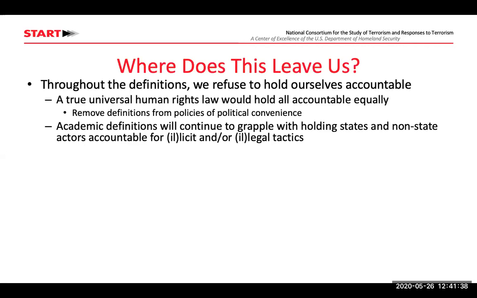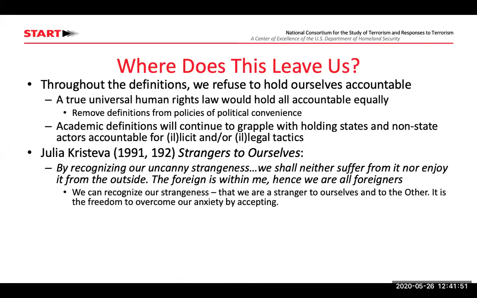Academic definitions are going to continue to grapple with holding states and non-state actors accountable for the tactics they use and for the conduct they use. But I do think there's general hope here. I'm not generally a pessimist, so I sort of leave you with a quote from Kristeva, that by recognizing our uncanny strangeness, we shall neither suffer from it nor enjoy it from the outside. The foreign is within me, hence we are all foreigners.